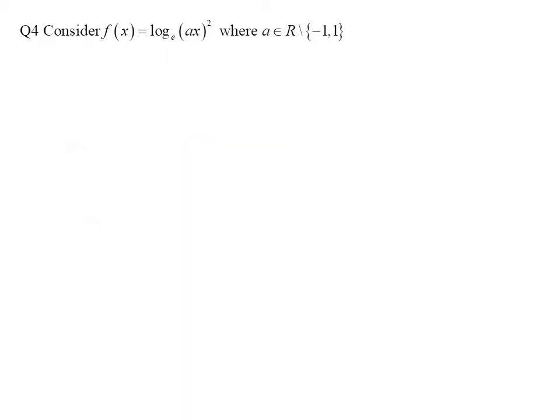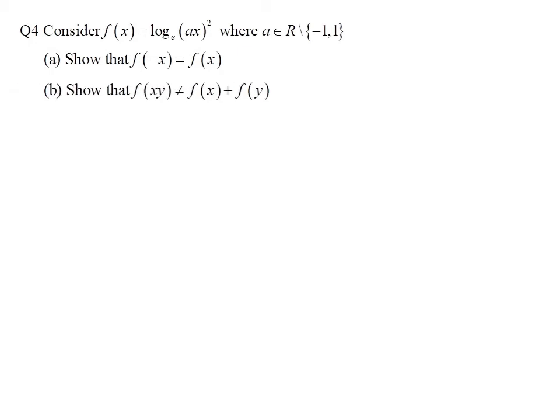Question 4 is a logarithmic function with a parameter a. Here a is defined as a real number except for the points -1 and 1. The first question is to prove this function is an even function. The second question asks us to show that f(xy) is not equal to f(x) plus f(y) within the defined domain. The last question is to show the derivative of the function is an odd function.